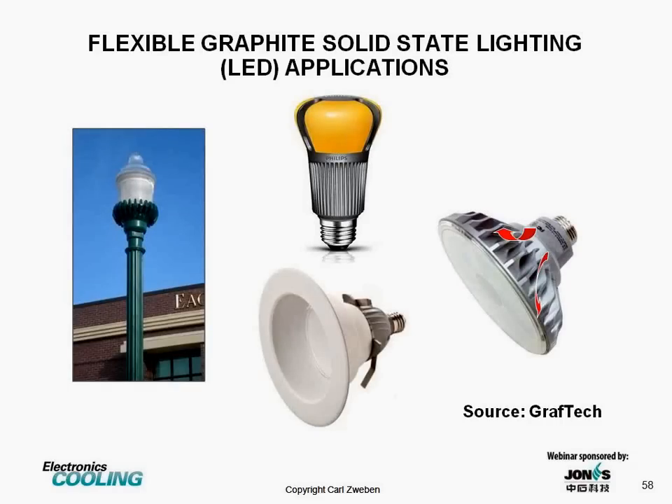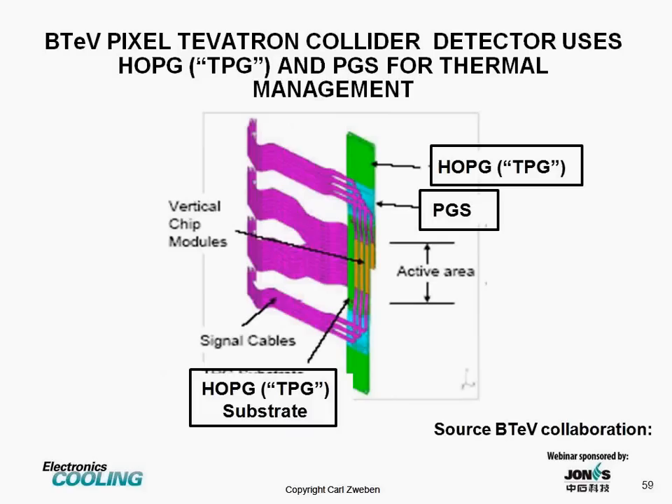As I mentioned earlier, there are many serious problems in the photonics arena, photonics being, for example, LED, light-emitting diode applications. As most of you probably know by this point, LEDs are cooled primarily by conduction. They don't radiate heat as incandescent bulbs do, and that poses serious thermal management problems. Flexible graphite is now being widely used in a variety of LED applications.